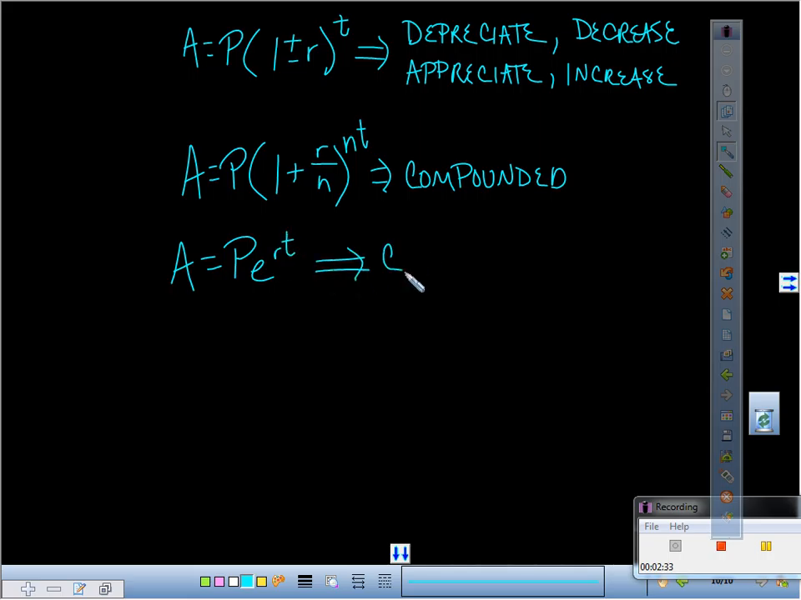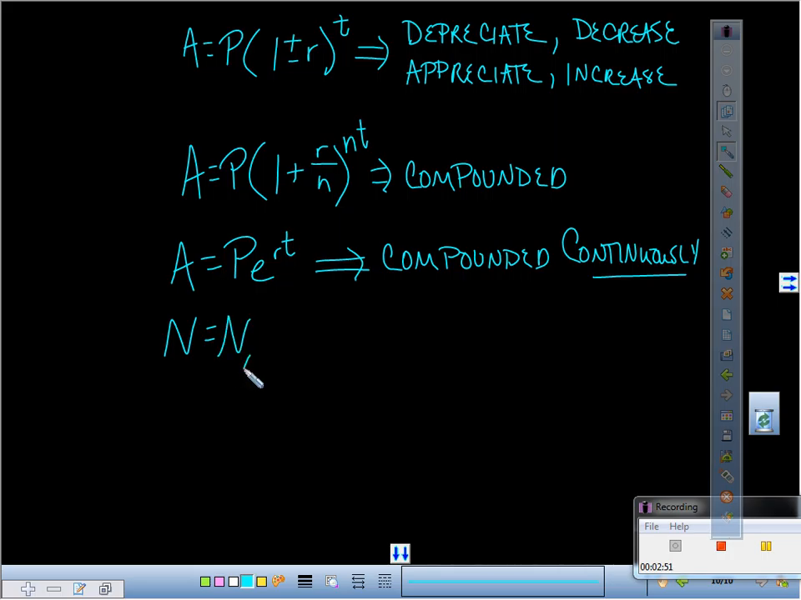All right, so when will I use the PERT formula? When it says compounded continuously, guys. If it doesn't say continuously, don't use PERT. So this is really the word that I'm looking for. What about this formula? Half-life. Very good. When it's talking about half-life, then that's going to be the formula.